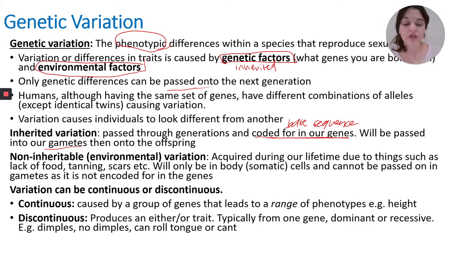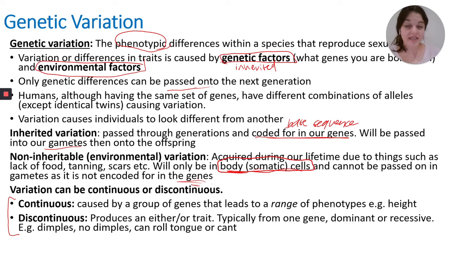So things that are in somatic cells, there's a new word there, it just means body cells, can't be passed on in gametes because it's not encoded for in the genes. So if a genetic change is in your genes, it can be passed on. If it's not at all in your genes, it's quite surface level, literally, then it can't be passed on. Two ways to classify variation.